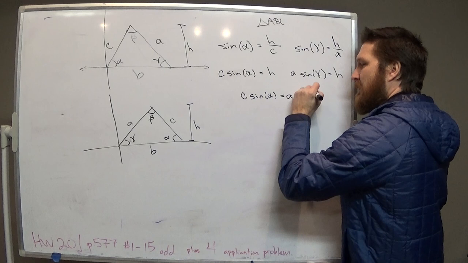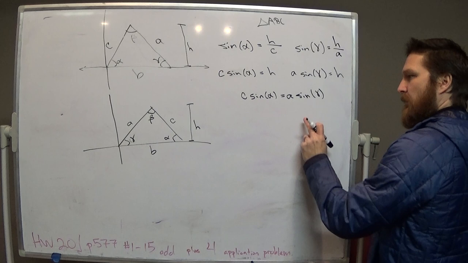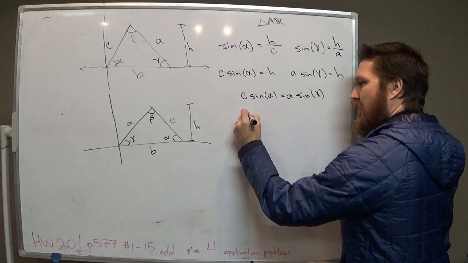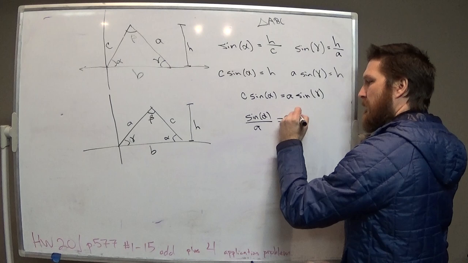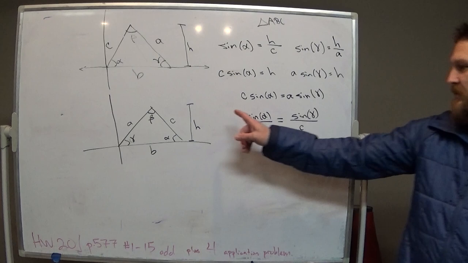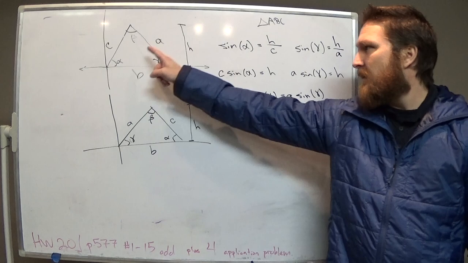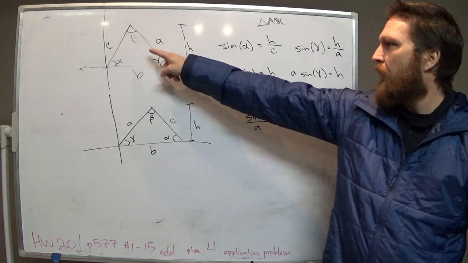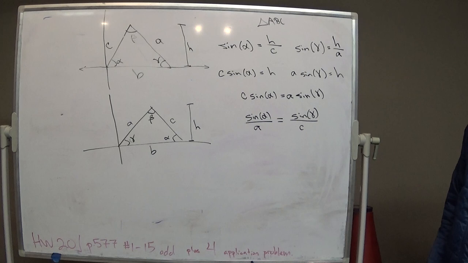Now, this is what we're going to remember here. Divide by A, divide by C, and I end up with sine alpha over A is equal to sine gamma over C. Real easy to remember, because it's sine of the angle over whatever the opposite thing is, equal to sine of this angle over whatever the opposite thing is. But more is true. Watch what I could do.